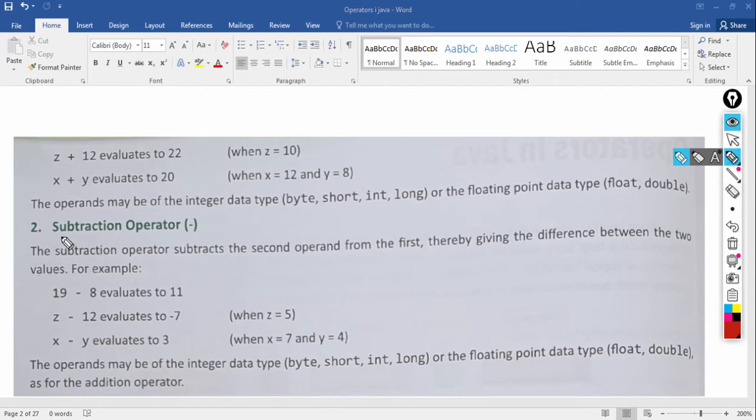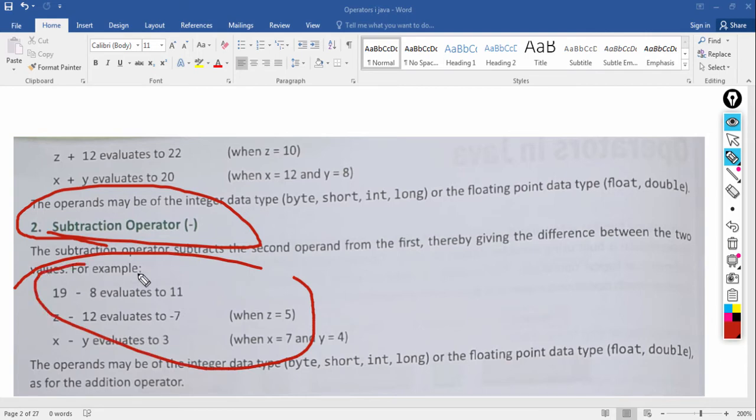Similarly, the case is with the minus operator. I will not be explaining this because it is self-explanatory. All of you can understand this. Only the symbol has changed. Instead of plus, here we have got minus. So I'll not be explaining it here.